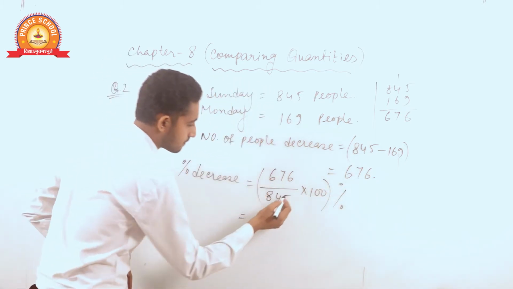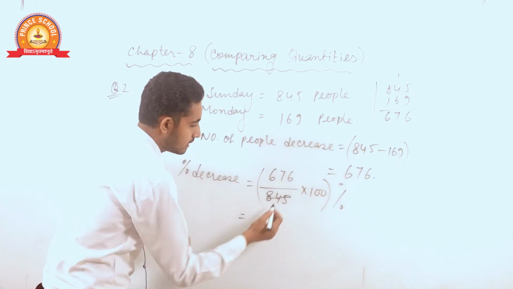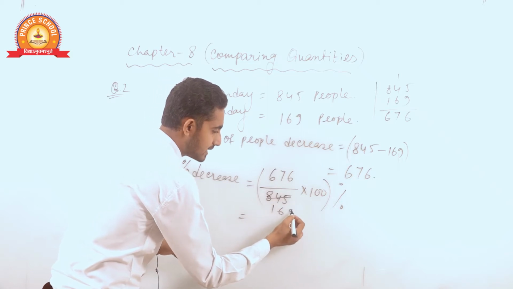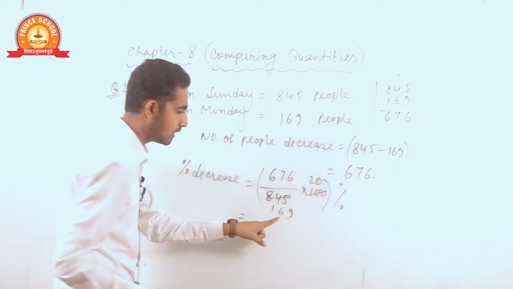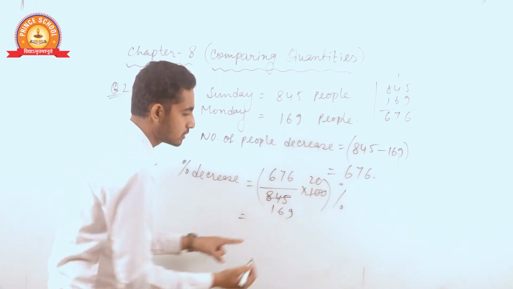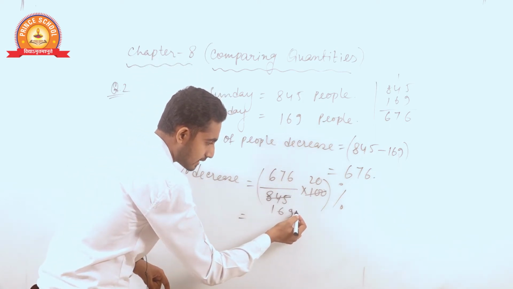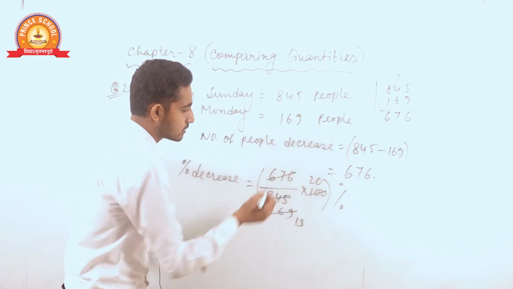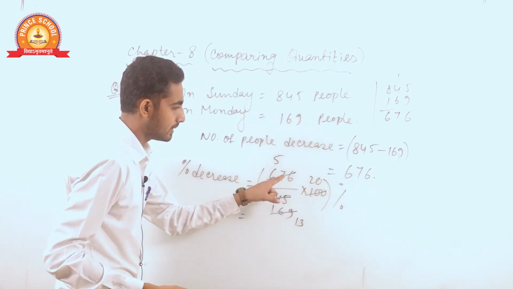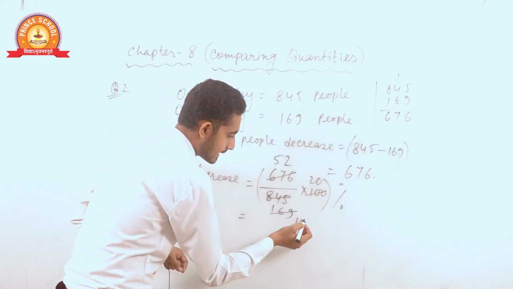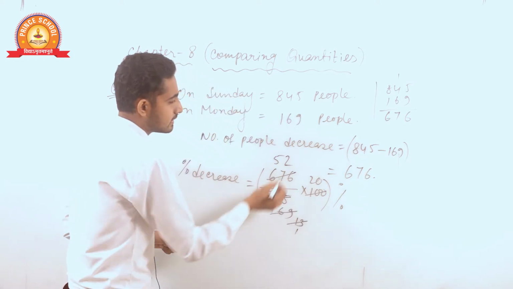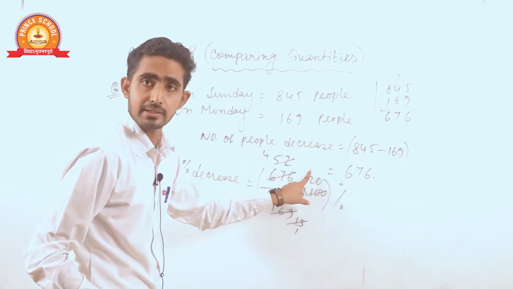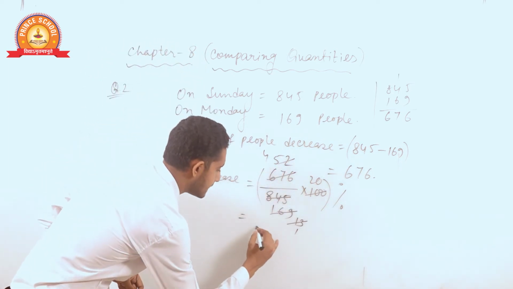Now cancel out: 5 1s are 5, 3 remaining 34; 5 6s are 30, that is 445; 5 4s are 20. Now 169 means 13 squared, so you can say 13 multiplied by 13. If I cancel out by 13, then 13 is remaining, and that also cancels out by 13. 13 5s are 65, 2 remaining 26, 13 2s are 26. Again cancel out by 13. That means here 4 remaining, here 20 is remaining. So 20 multiplied by 4 is 80.